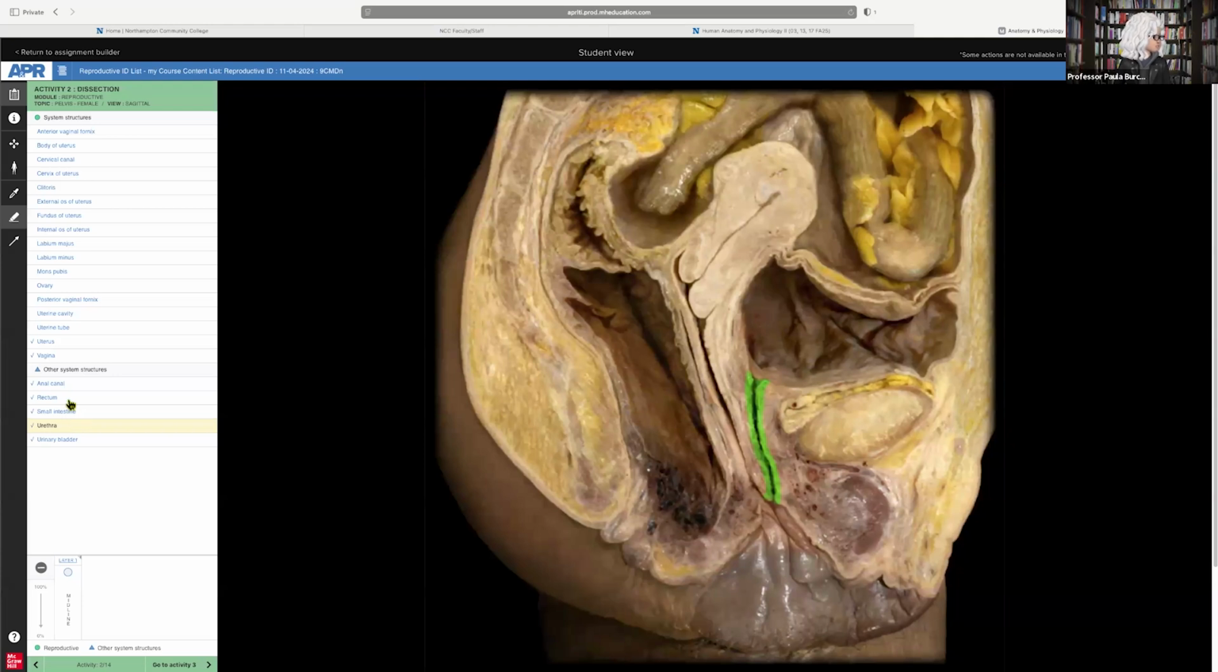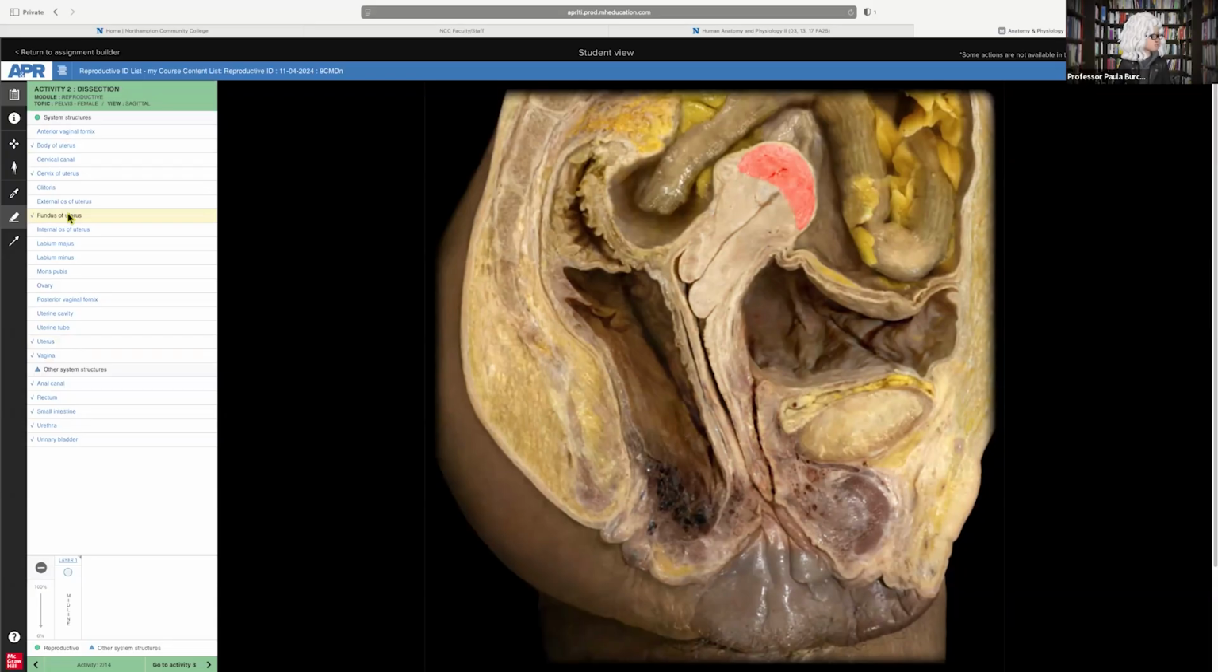Located between these structures, you will have the vagina leading into the uterus. The uterus will have three regions. The cervix is the inferior portion or region. The majority of the uterus will be the body, and that rounded superior portion of the uterus is called the fundus.